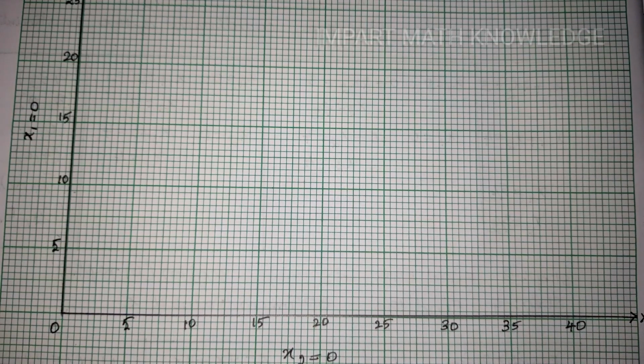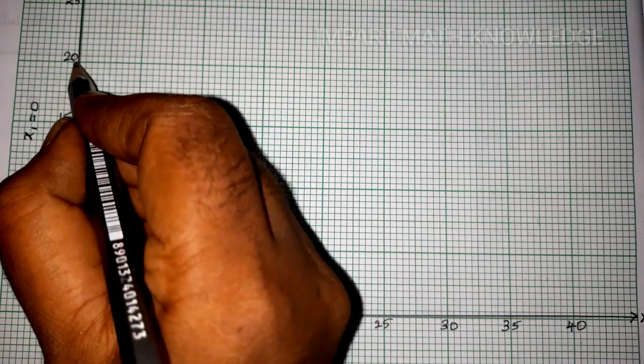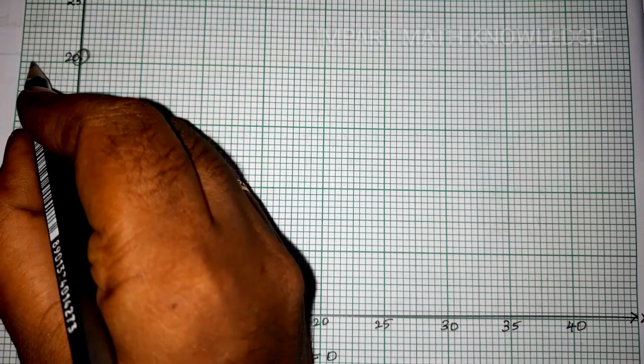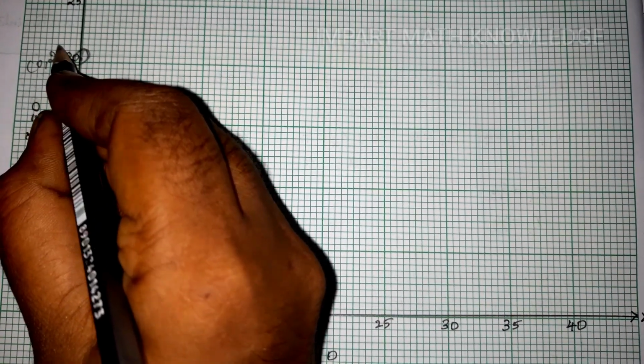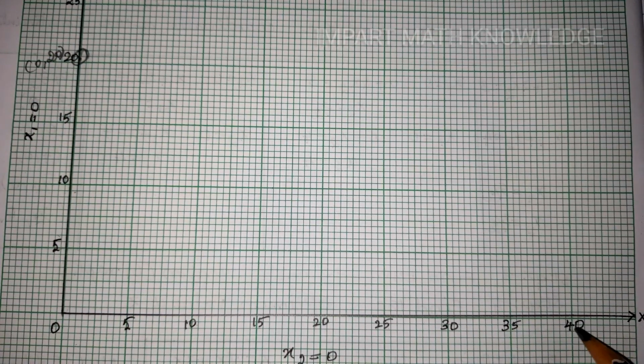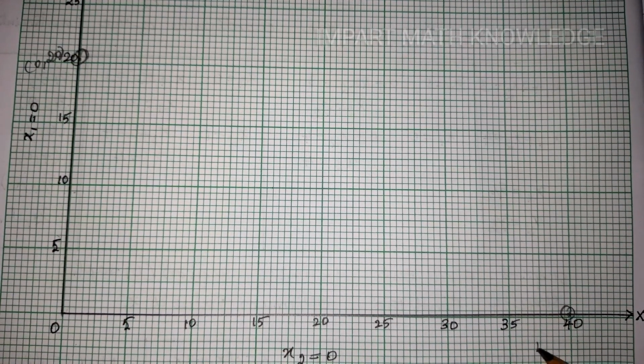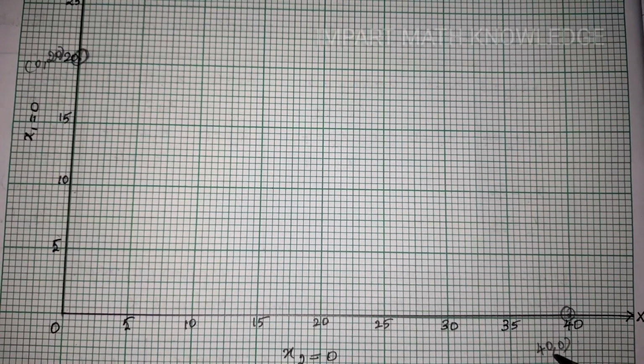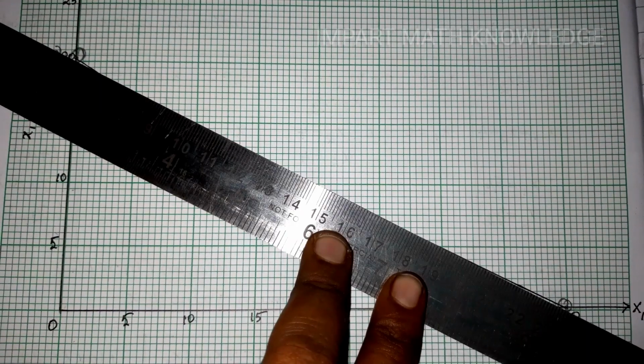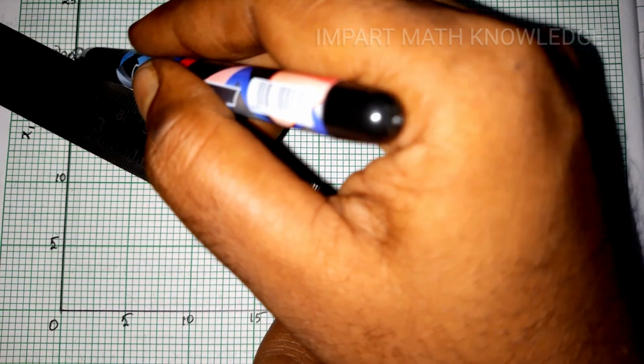Step 3 is to find the feasible region. For that, first you have to mark all the coordinates. For the first condition, the first coordinate is 0, 20. This is some point here. You have to mark here 0, 20. The second coordinate is 40, 0. This is some point here. Connect these 2 points by a straight line.